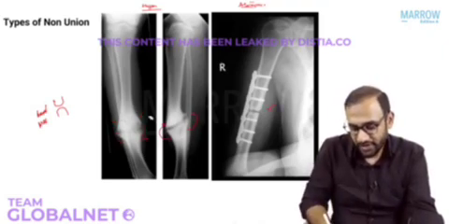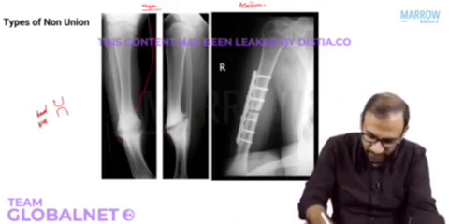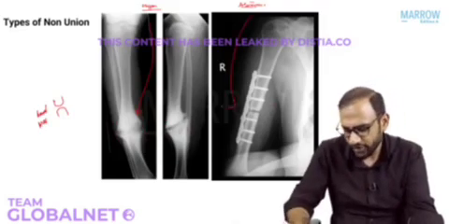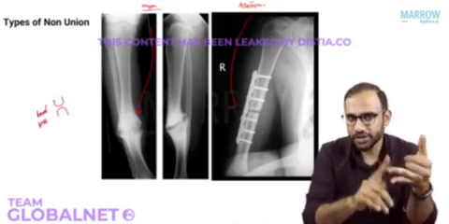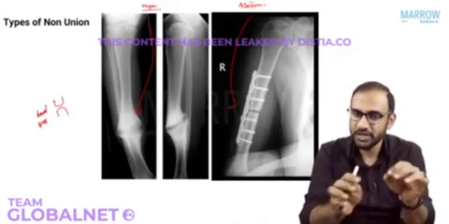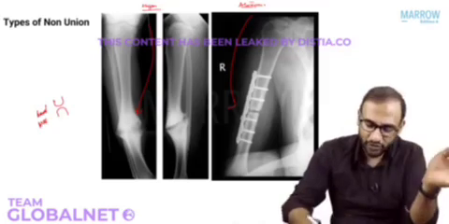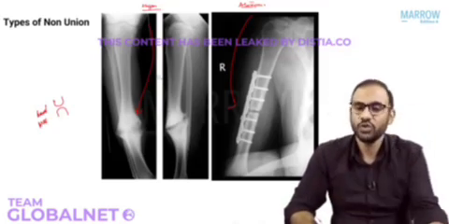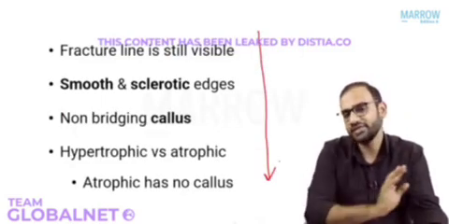So similarities are this. What are the differences? The difference is that in hypertrophic non-union there is some callus, at least no bridging callus, but callus is there. But in atrophic non-union there is no callus at all. So hypertrophic non-union: fracture line visible, ends smooth and sclerotic, exuberant callus but no bridging callus. Whereas atrophic non-union: fracture line visible, ends smooth and sclerotic but no callus. So in hypertrophic non-union there is callus but there is non-union. In atrophic non-union there is no callus. Okay, like I promised, everything that I have said is written here.